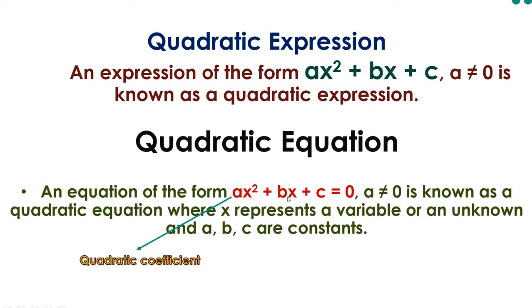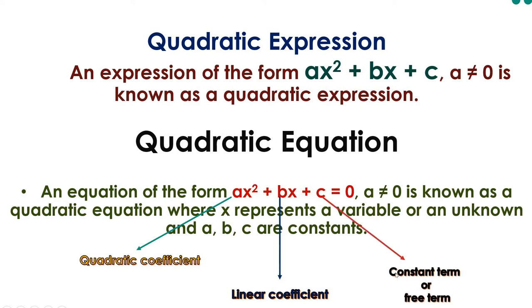The second term here is bx. Here the power of x is 1, so we call it a linear term. And b is coming along with x, so b is the coefficient of x. So we call b the linear coefficient, whereas c is alone without any x involved with it. So we call c either a constant term or a free term. So an equation of the form ax square plus bx plus c equals 0, where a is not equal to 0, is known as a quadratic equation.